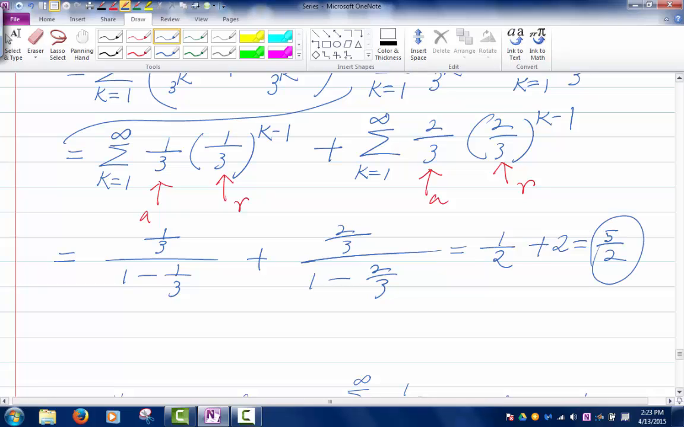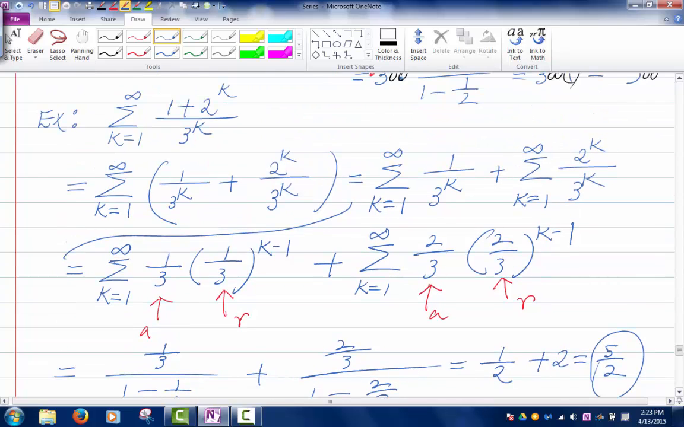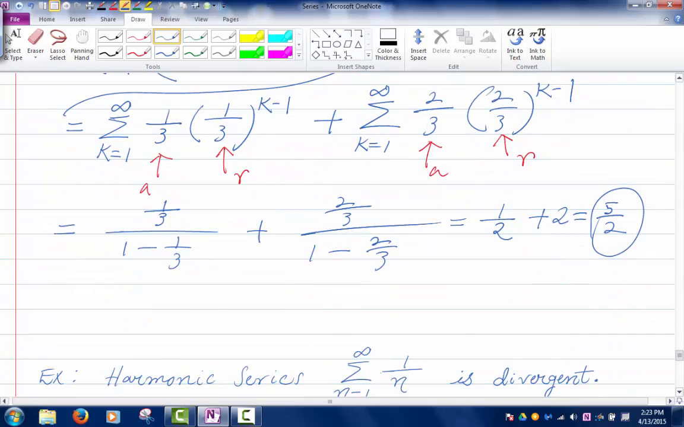Is that making sense? Please ask questions if you have any. This is a very typical problem that I might be asking in the exam. Not this exam, coming in the final exam. 11.2 is not covered in the next exam. Right? Any questions? Okay.